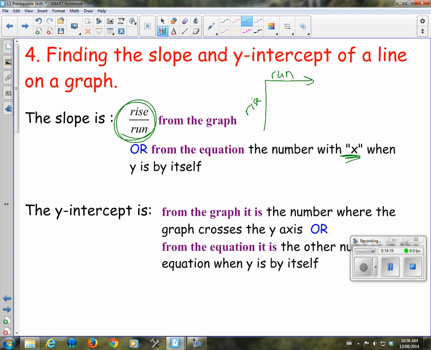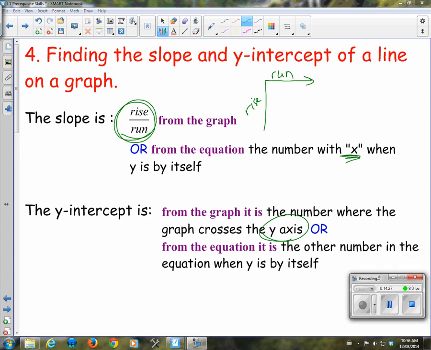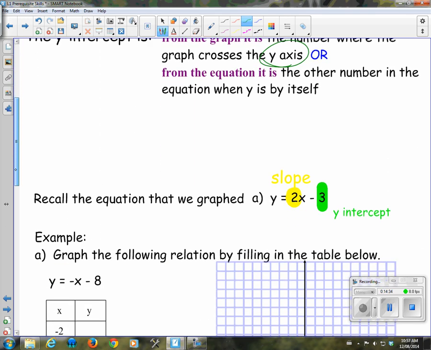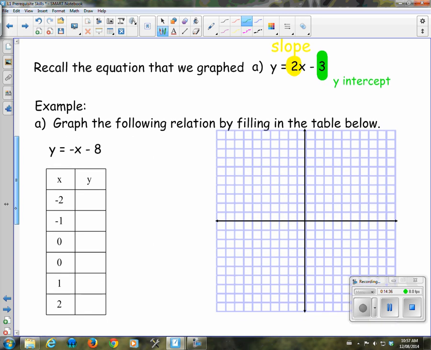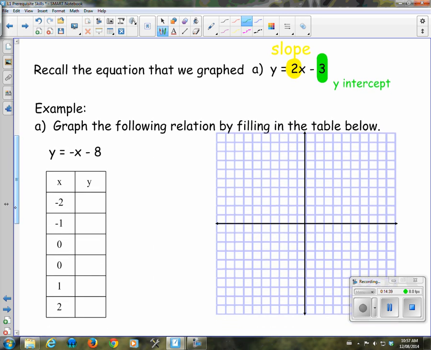It's the number where the graph crosses the y-axis. Or from the equation, it's the other number in the equation when y is by itself. So let's take a look at an example of that. If we have the equation we graphed before, y equals 2x minus 3, the y is by itself, so the slope of that line is 2, and the y-intercept is minus 3.